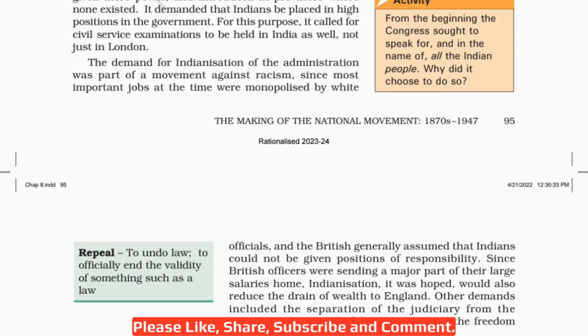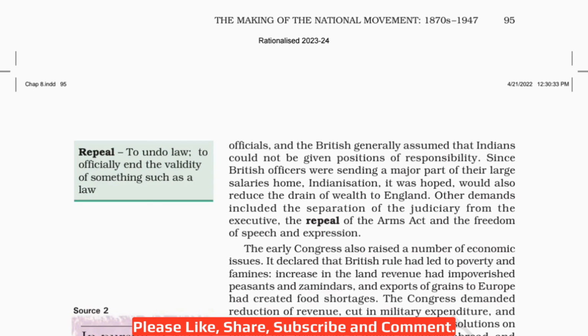Since British officers were sending a major part of their large salaries home, Indianization, it was hoped, would also reduce the drain of wealth to England. They were earning good salaries here because they were at high positions, and they were sending this Indian money to their country, right? So our country was becoming poor and they were becoming richer. Other demands included the separation of the judiciary from the executive, the repeal of the Arms Act, and the freedom of speech and expression. They said that the judiciary should be separated from the executive.